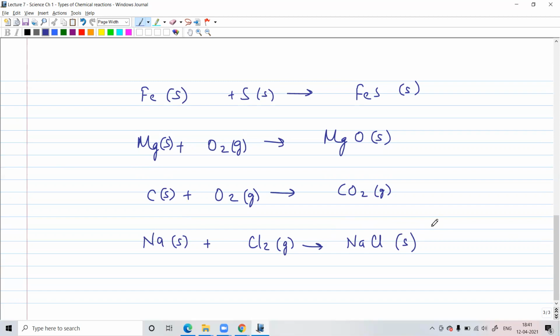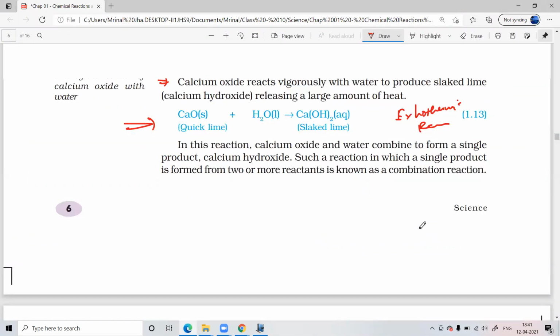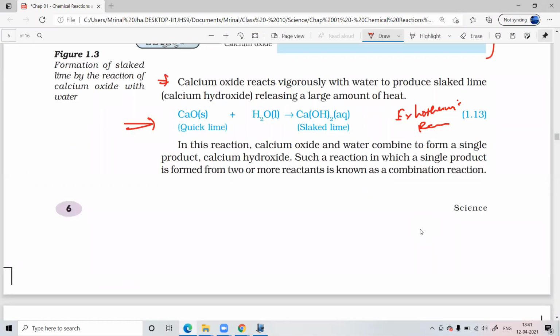So let's read further now. Right, start reading. Kavya, you were reading, right? Continue. Yes, sir. In this reaction, calcium oxide and water combine to form a single product, calcium hydroxide.